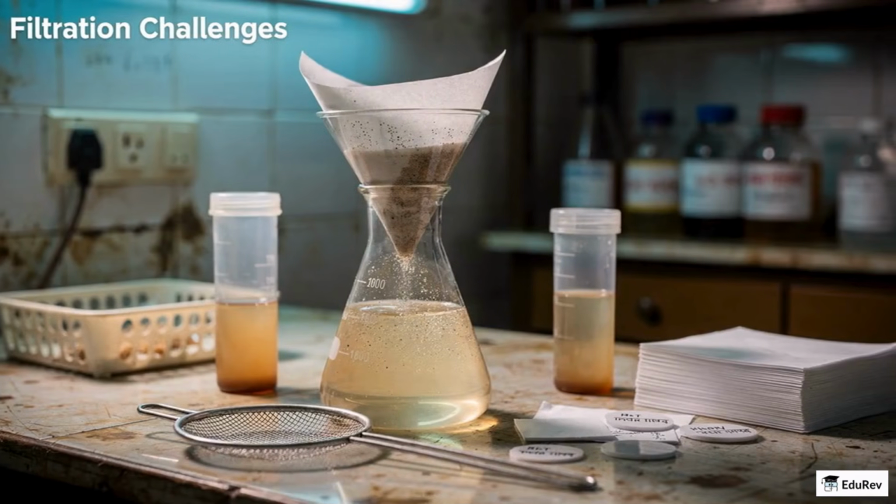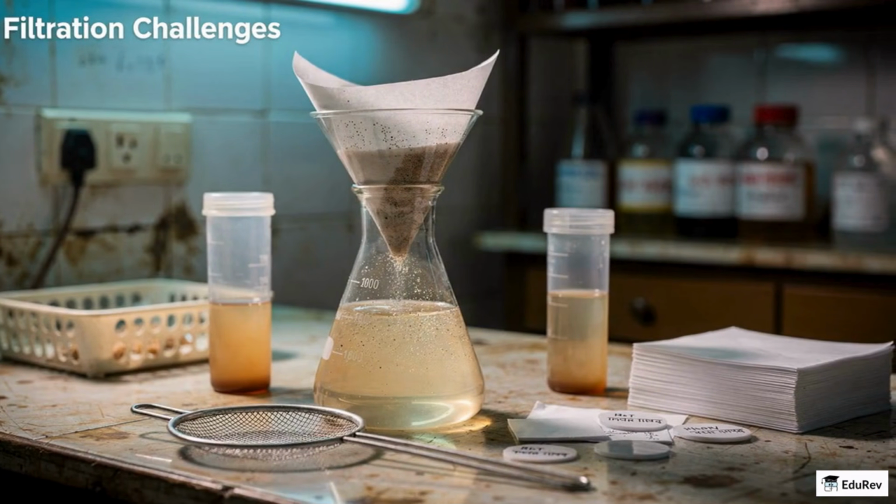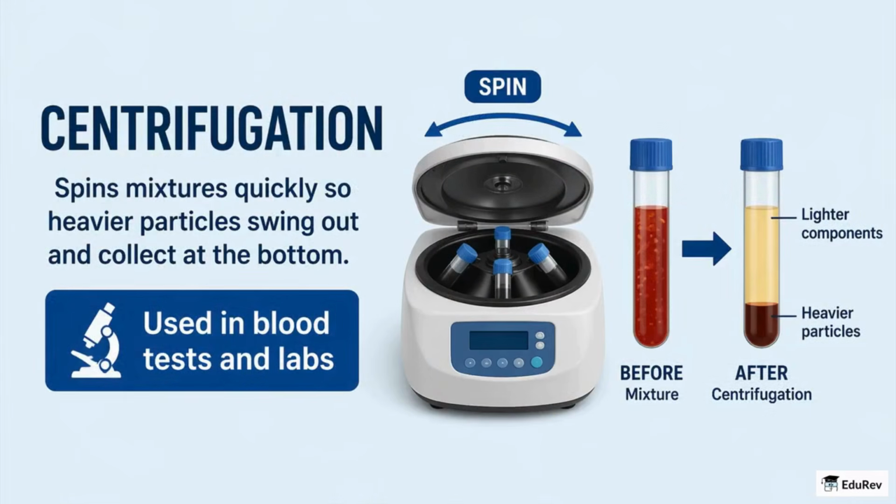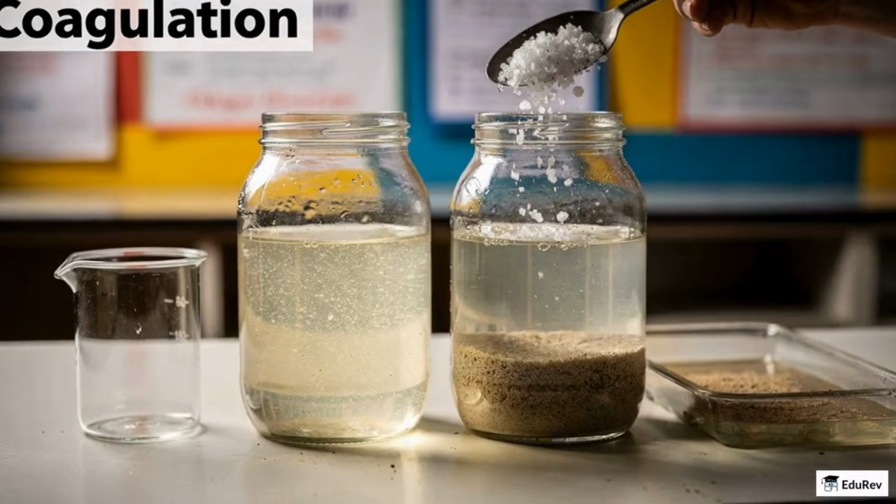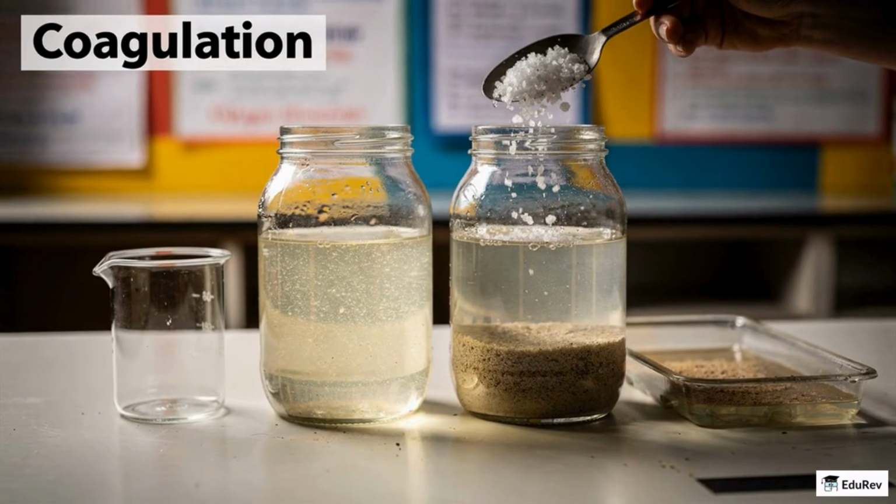For mixtures with suspended particles, filtration or settling may work, but fine particles often need extra help. Centrifugation spins mixtures quickly, so heavier particles swing out and collect at the bottom, a method used in blood tests and labs. Coagulation adds a substance like alum to make tiny particles clump together so they settle and can be removed, a key step in water treatment.